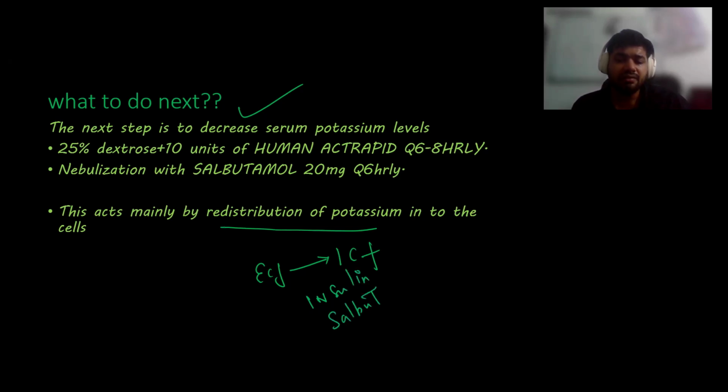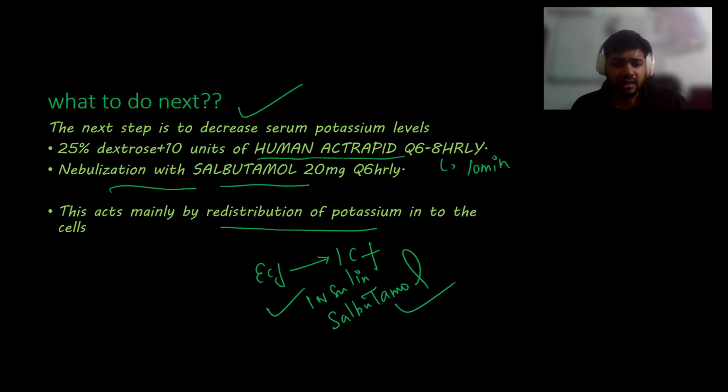Beta agonists are very well known to cause hypokalemia. So the dose of human actrapid, that is human regular insulin, is the brand name of human regular insulin is actrapid. We have to take 10 units of human actrapid and we have to mix it with 100 ml of 25% dextrose and we have to give every 6th hourly. This infusion can be given over 10 minutes. That is enough.